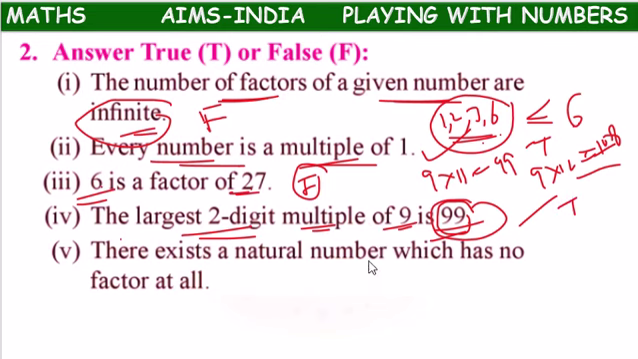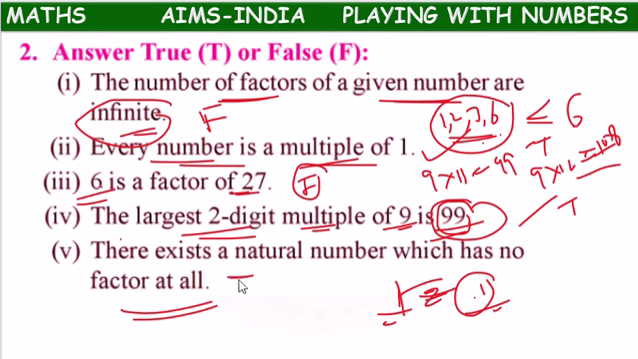There exists a natural number which has no factor at all. Natural numbers start from 1, and for 1 also, 1 is a factor. In natural numbers, there will be no number without a factor. So it is false.